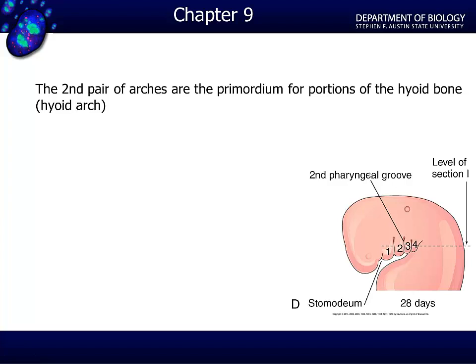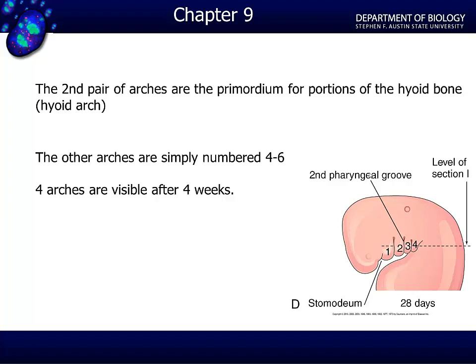Next, we're going to number these as we go. We have arches 2, 3, and 4. And again, these are going to be the principal ones that are visible on the outside of the pharyngeal region. The second pair of arches are going to give rise to the hyoid bone. Then we're just going to number these 4 through 6. So here at 4 weeks, 28 days, we can see those 4 arches. The 5th and 6th arches, as we mentioned, are not visible on the surface. The 5th one is really almost going to coalesce in with the 6th arch as we go through development, so it's not going to play a huge role in what we're going to be talking about as far as development of structures.